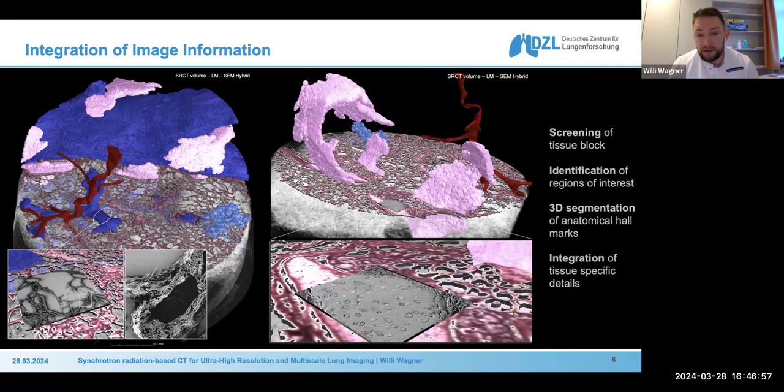And also spatially integrated is the deep end of our imaging pipeline. It's scanning electron microscopy, which really shows you individual cells. In this case here, on the bottom right side, you may see my cursor right now, those are individual chondrocytes within the cartilage of a conducting airway.